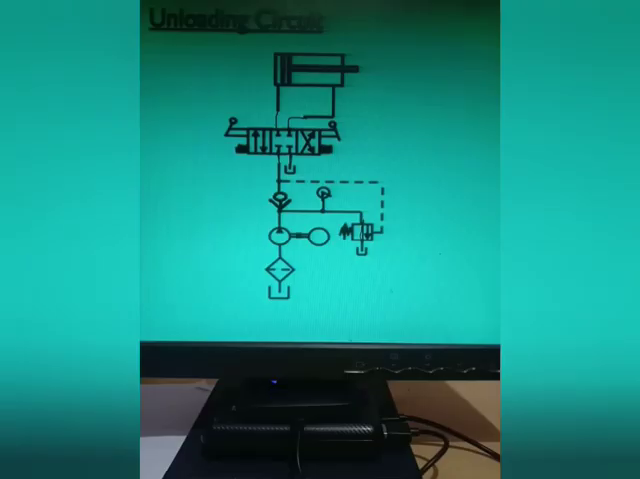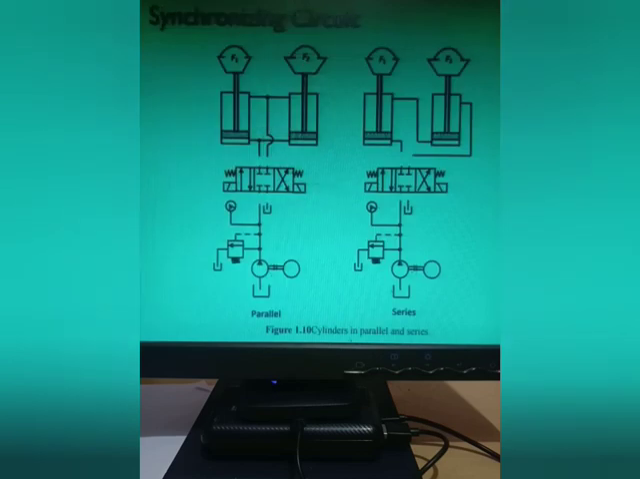Okay, after finishing the unloading circuit, we are going to see the next circuit, that is known as the synchronizing circuit. Now what is the meaning of synchronizing circuit? When I want to operate two actuators at one time, for that purpose I will use the circuit which is known as the synchronizing circuit.